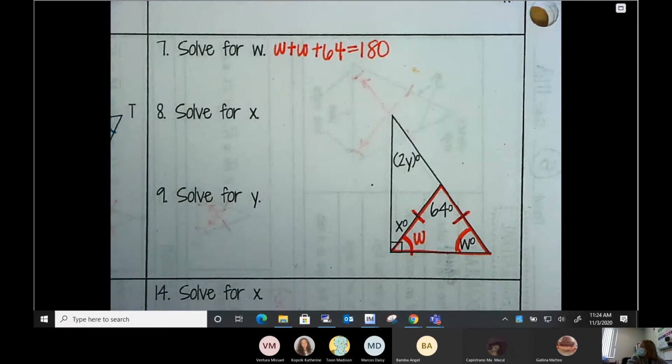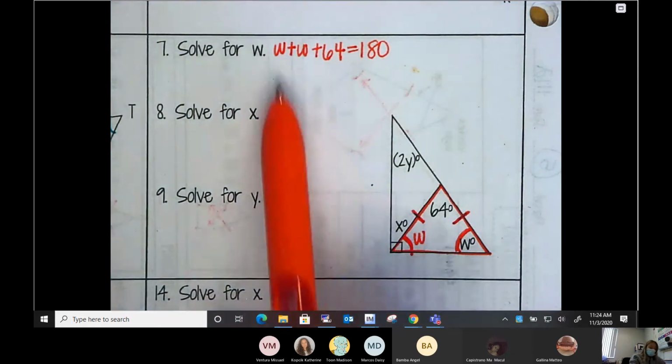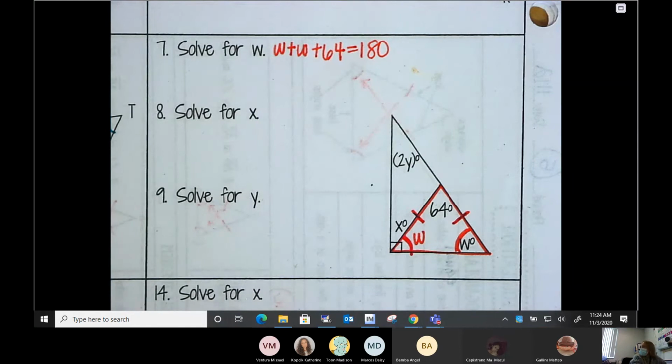Okay, and then it becomes an algebra problem. So what can I do first? Combine like terms. So I can put together W and W. What is W and W? 2 W's, yep.